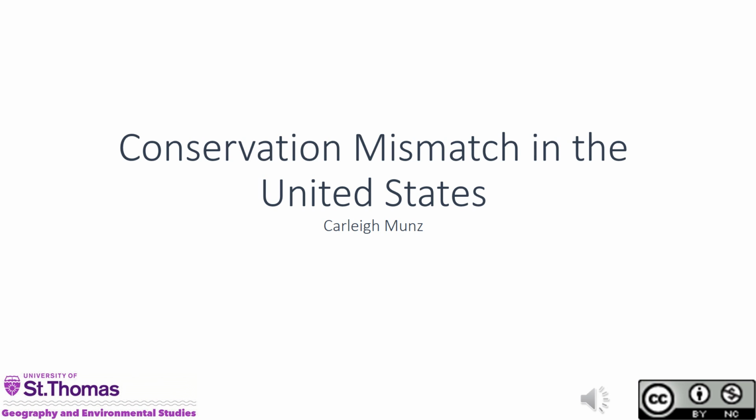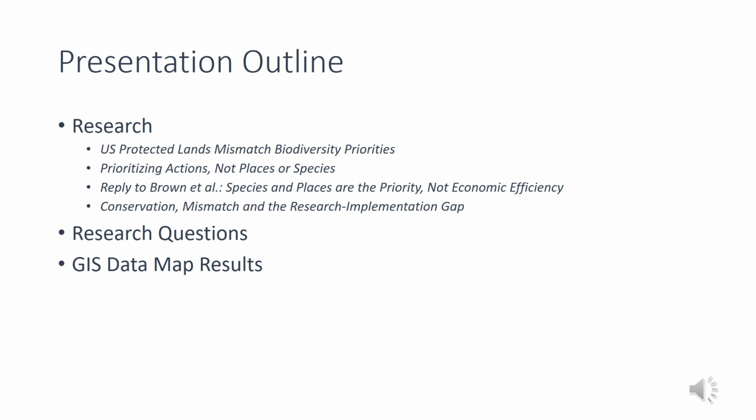This presentation looks at the idea that the current protected lands within the United States may mismatch biodiversity priority areas. We will first review some of the research surrounding the topic. Then we will develop research questions pertaining to the research. Finally, we will take a look at some of the GIS models and maps that can be extracted from this information.